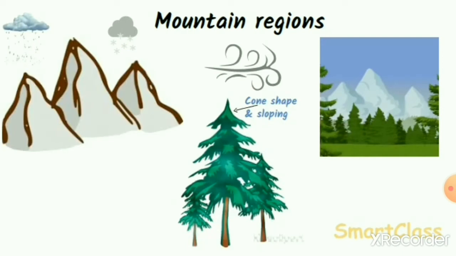Many mountain trees have small needle-like leaves due to which these leaves lose very little water in windy conditions. This helps mountain trees to survive in winter when all the soil water is frozen in the form of ice and not available to the roots.